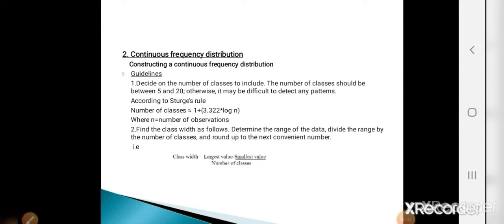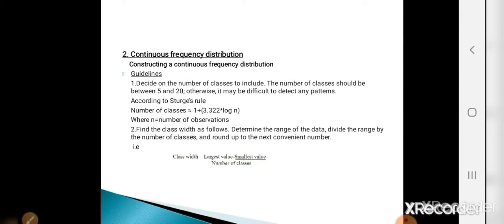How to construct a continuous frequency distribution? There are some guidelines for constructing a continuous frequency distribution. The first guideline is to decide on the number of classes to include. The number of classes should be between 5 and 20, otherwise it may be difficult to detect any patterns. So according to Sturges' rule, the number of classes is approximately equal to 1 plus 3.322 times log of n, where small n is the number of observations.